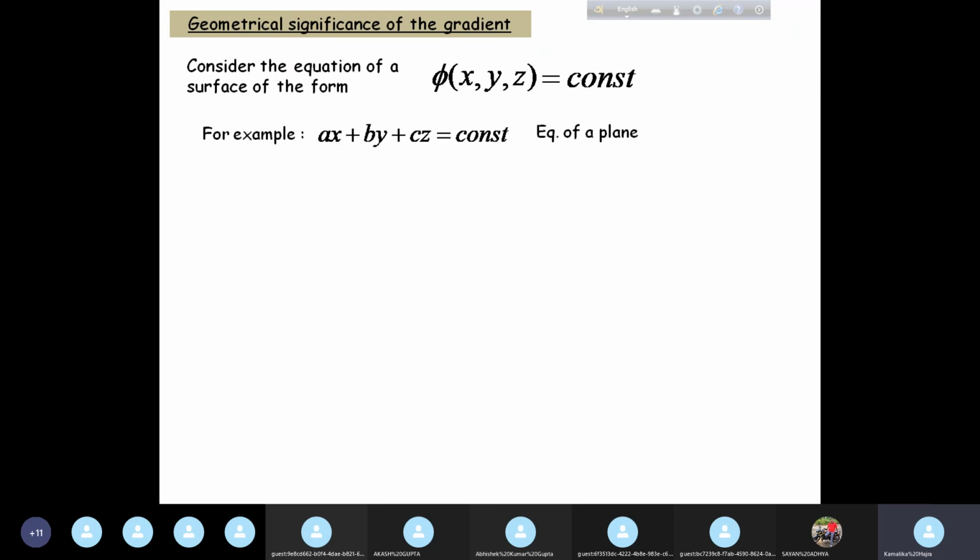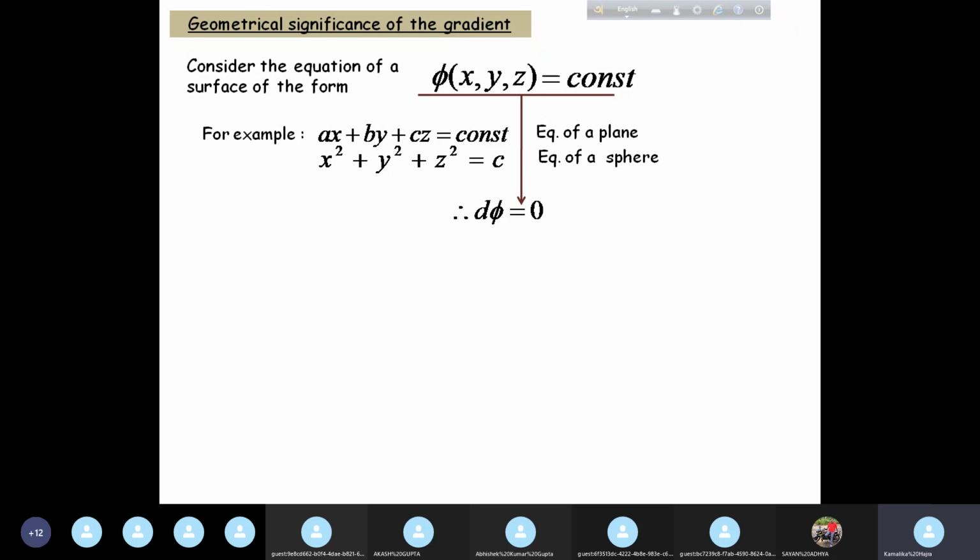For example, if it is like this, ax plus by plus cz equal to constant, then it is the equation of a plane, or it can be the equation of a sphere like this, x square plus y square plus z square equal to c. So such an equation, phi equal to constant, can represent the equation of a surface, any three-dimensional surface. Now since phi equal to constant, therefore d phi is equal to 0.